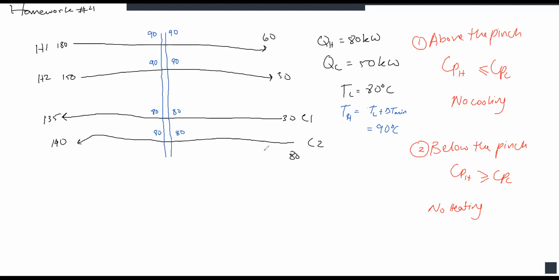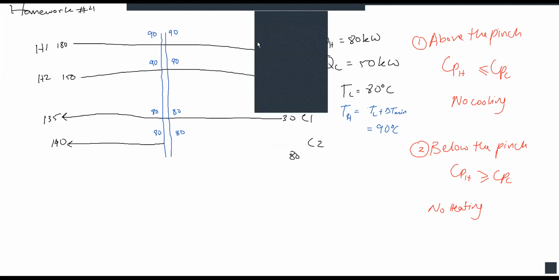So this 80 to 80 means that there really isn't anything below the pinch for stream C2. So actually stream C2 starts at the pinch. So let's refine this diagram, or let's redraw stream C2 such that it only starts from the pinch upwards, right? And this will be stream C2 goes from 80 to 140. And once we clean up this diagram, we're ready to do the matching of the streams.